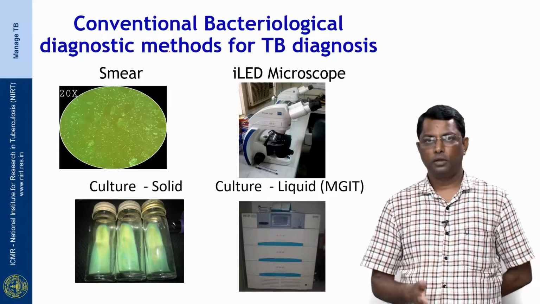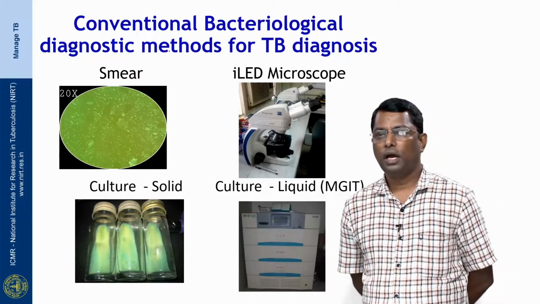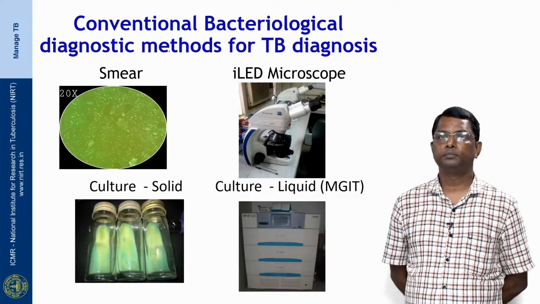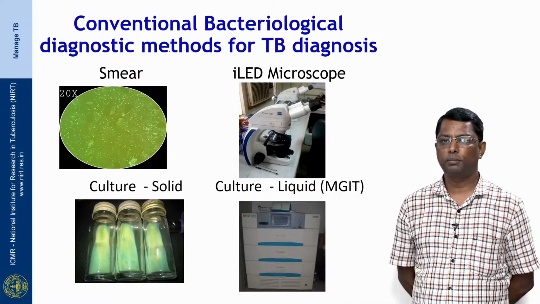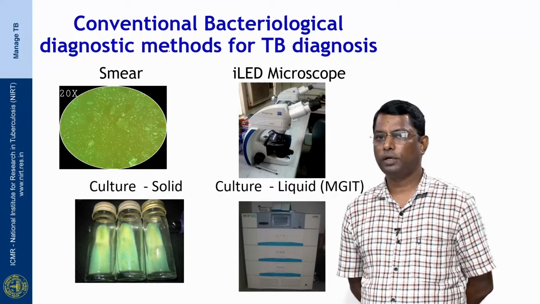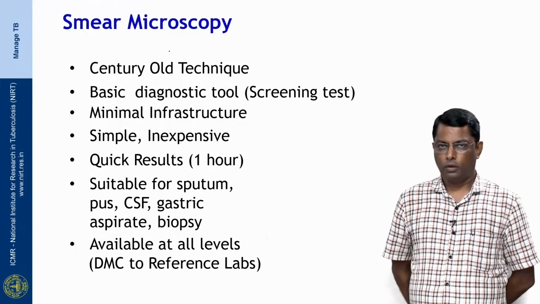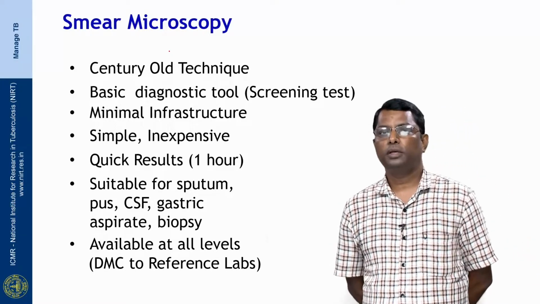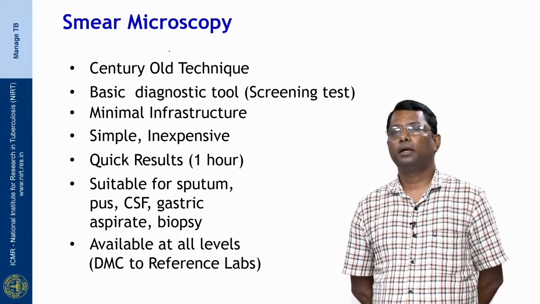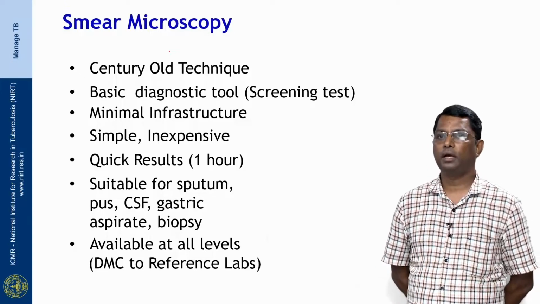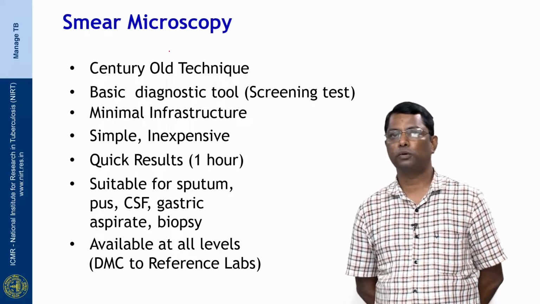Now we'll go on to the conventional bacteriological diagnostic methods for TB, and the methods include smear microscopy and culture, and the culture can be by solid culture or by liquid culture. Looking at smear microscopy, it's the oldest technique for diagnosis of tuberculosis, almost a century old, and this is a basic diagnostic tool or a screening test for Mycobacterium tuberculosis.